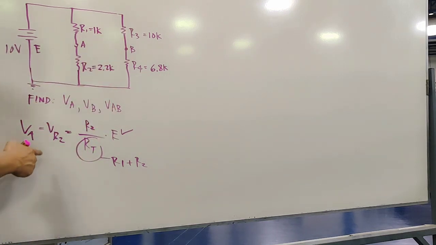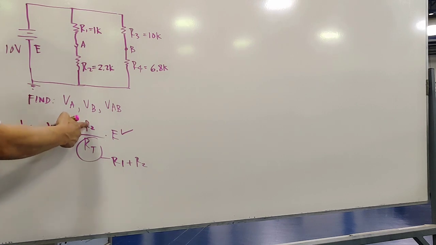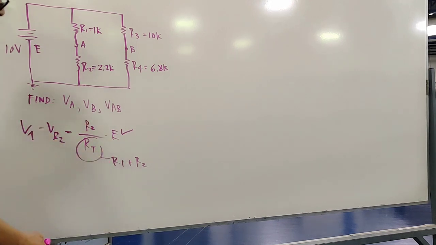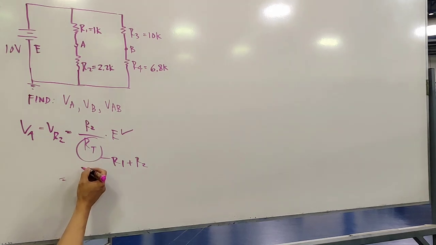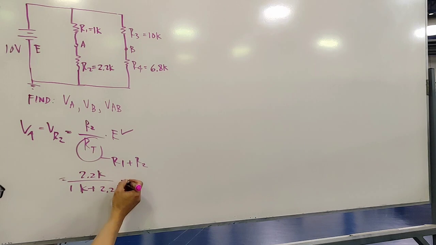Since we are after VA, that is VR2. That's the formula: R2 over R total, which is R1 plus R2, multiplied by the source. So R2 value is 2.2 kilo over 1 kilo plus 2.2 kilo, multiplied by 10, which is the source. So how much?